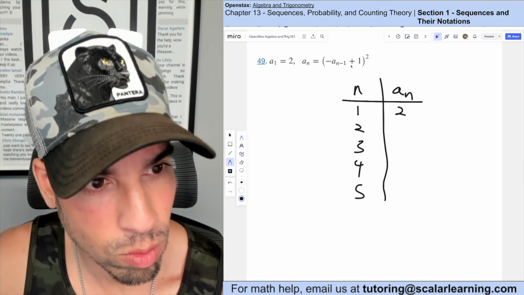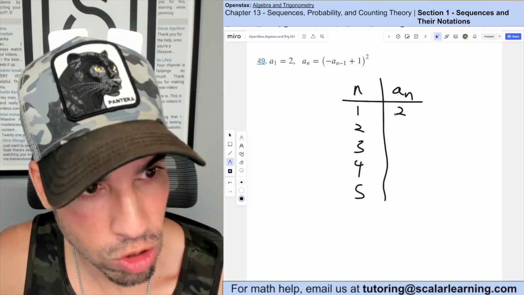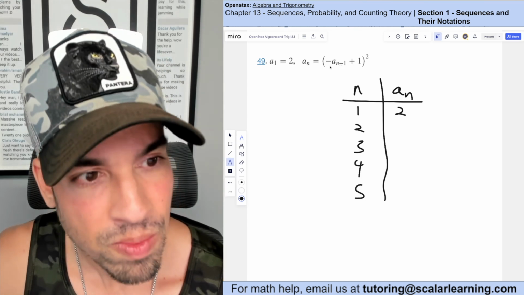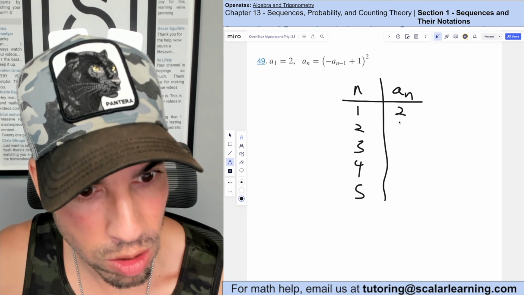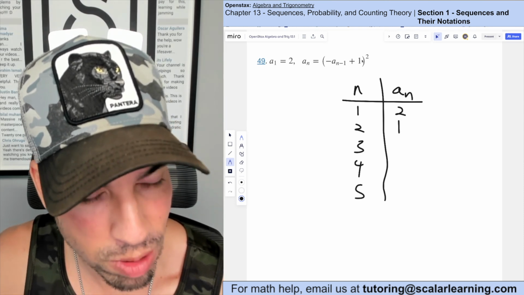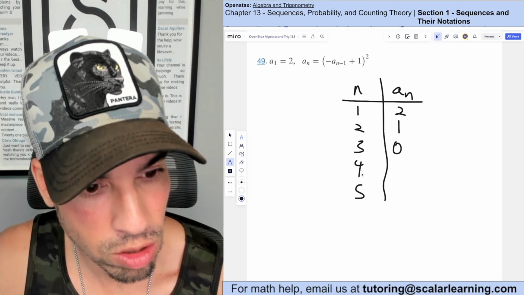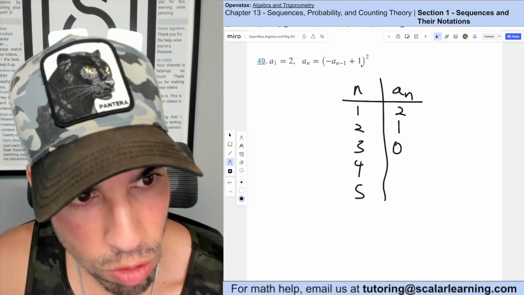Now to get the second one, we're going to plug in 2 for n, but obviously it's just the previous term. So the previous term is 2 negated is -2 plus 1 is -1 squared is 1. Now to get the third term, plug in the previous term, that's -1 plus 1 is 0. 0 squared is 0. Plug in the previous term here to get the fourth term. -0 is 0 plus 1 is 1.